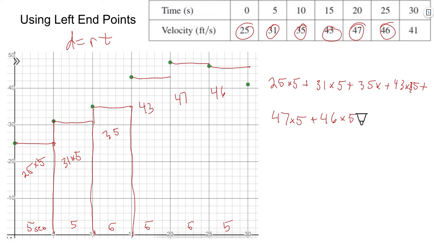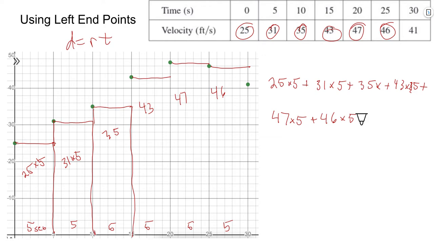In fact, I think that's the way I'll do it, just to make it a little easier. So we have an answer here. I'm taking 25 plus 31 plus 35 plus 43 plus 47 plus 46.